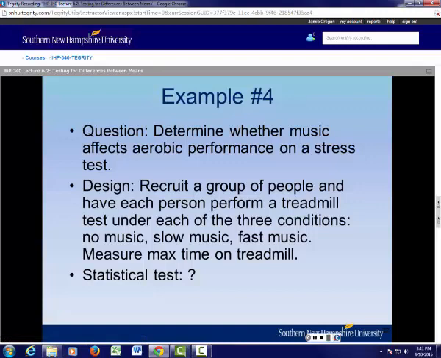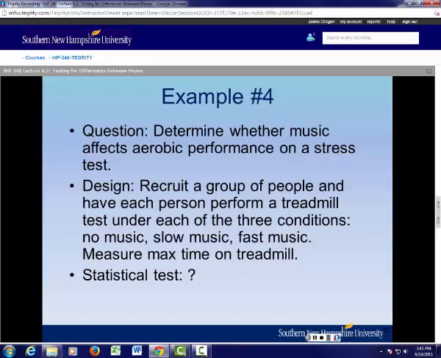So the first person comes into the lab, they pick out of a hat one of these conditions and they do it on Monday. So each person is asked to do each condition in a random order. And what you're going to do is measure how long they stay on the treadmill during this maximal stress test. So the max time on treadmill gets compared between these 3 conditions: no music, slow music, and fast music. So does fast music really make you perform better? Okay, that's the question we're trying to answer.